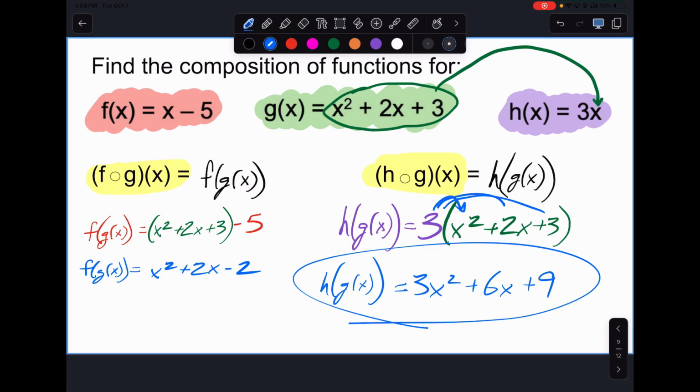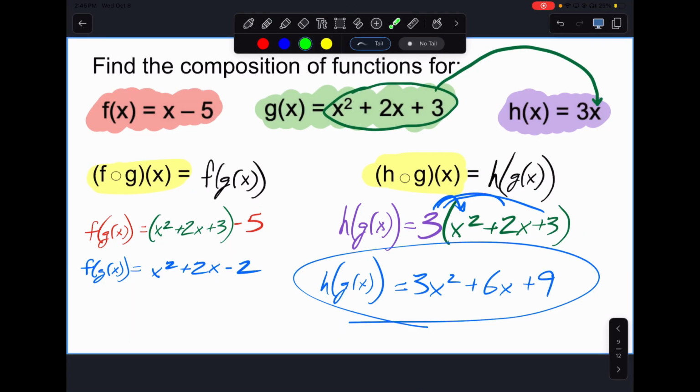Okay, so far we've done compositions with 2 functions. We can do compositions with 3 functions. We're going to start that tomorrow. So for tonight, we're not going to have any homework because the homework is going to include some of the compositions with 3 functions. But here we go.